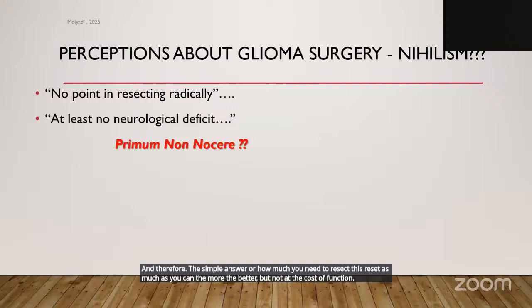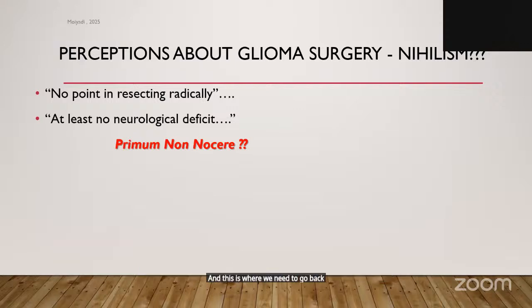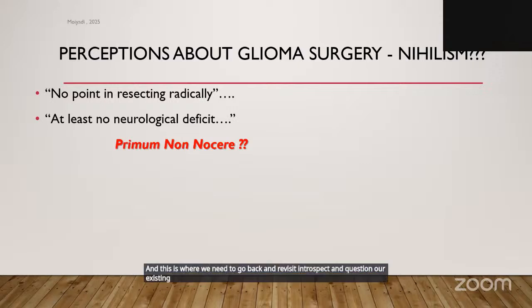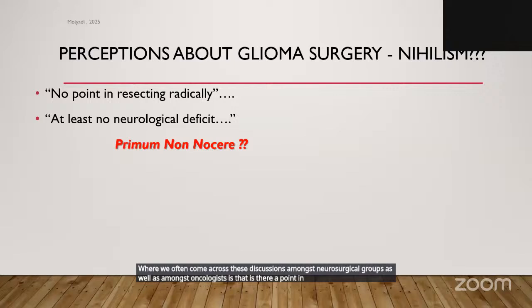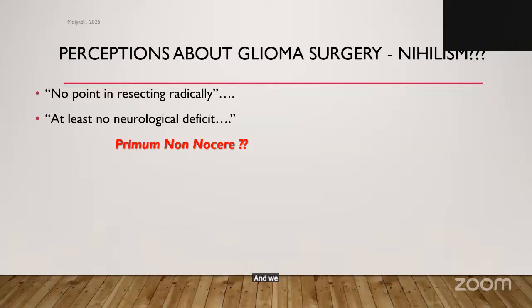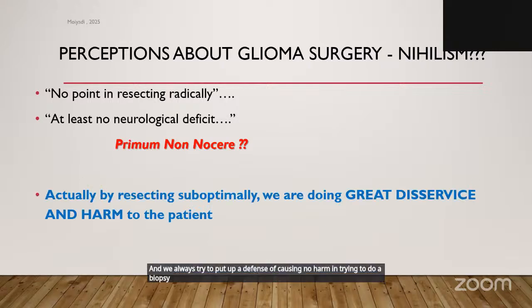And this is where we need to go back and revisit, introspect, and question our existing notions, our existing biases against glioma surgery, where we often come across these discussions amongst neurosurgical groups as well as amongst oncologists. Is there a point in resecting in gliomas? Doesn't matter, prognosis remains the same. And we always try to put up a defense of causing no harm in trying to do a biopsy or a conservative resection in gliomas.